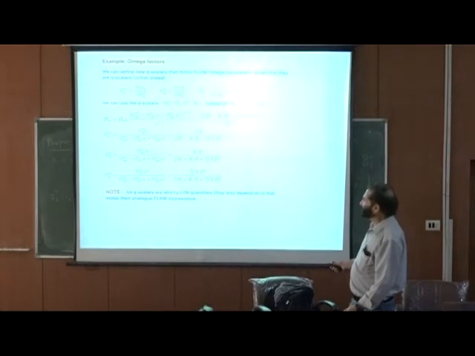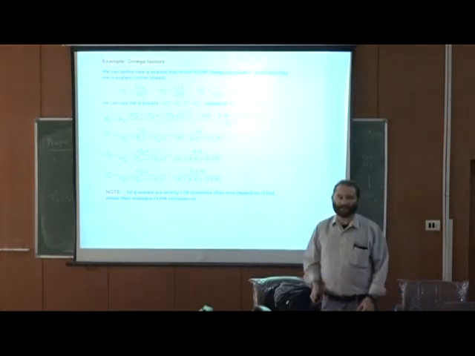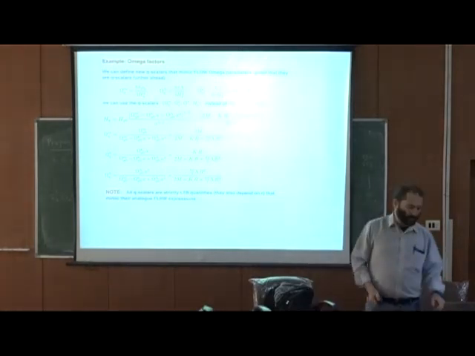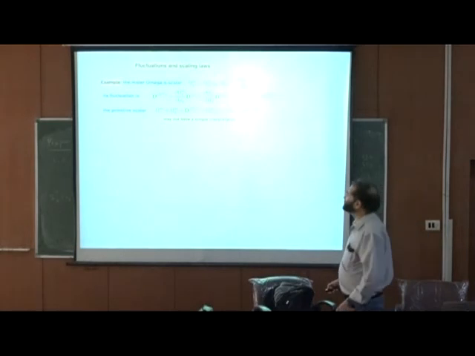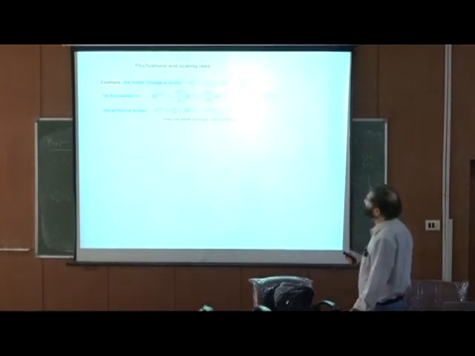Okay, so these are strictly speaking LTB quantities. They are not FLRW quantities. They mimic them, but they are not. Okay. Now fluctuations and scaling laws. For example, let's take the omega Q scalar.